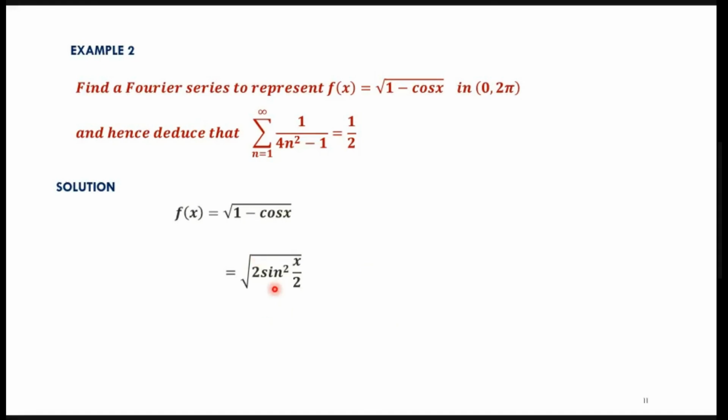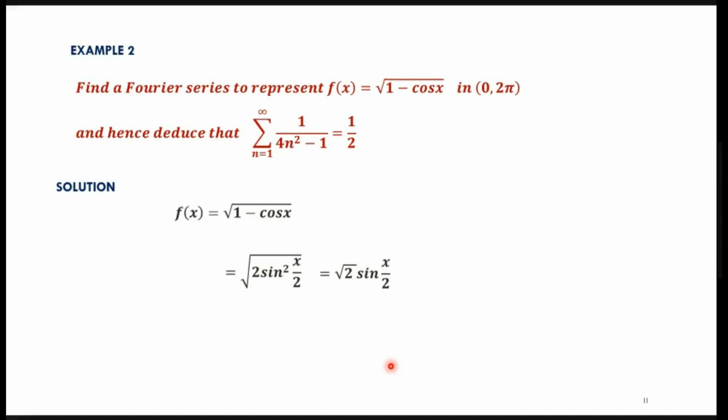So this becomes root 2 sin x by 2. Root 2 is the constant which we can take outside the integration. So the function is only sin x by 2. So f of x is root of 1 minus cos x in 0 to 2 pi, and then we have simplified using the trigonometric formulas. 1 minus cos x becomes 2 sin square x by 2, that is root 2 sin x by 2. Now the function is root 2 sin x by 2. Root 2 is a constant, only sin x by 2 is the function.